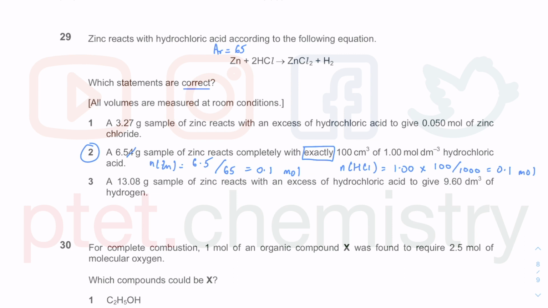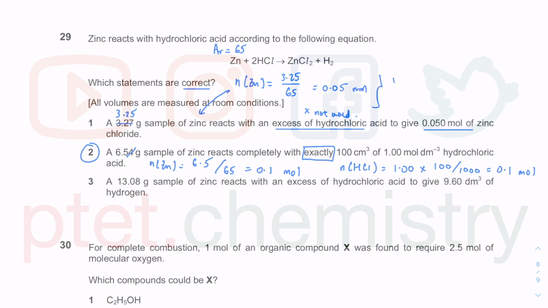Now to the next bit of the question, let's check option 1. They say excess of HCl, so it is not used for your calculation. They say 0.05 mole of zinc chloride. In the context of statement number 1, the mole of zinc is 3.27 divided by 65. I think in the context of this question, I better change this to 3.25, so that is much easier in terms of our calculation. It makes more sense. So 3.25 gram divided by 65 gives me 0.05 mole.